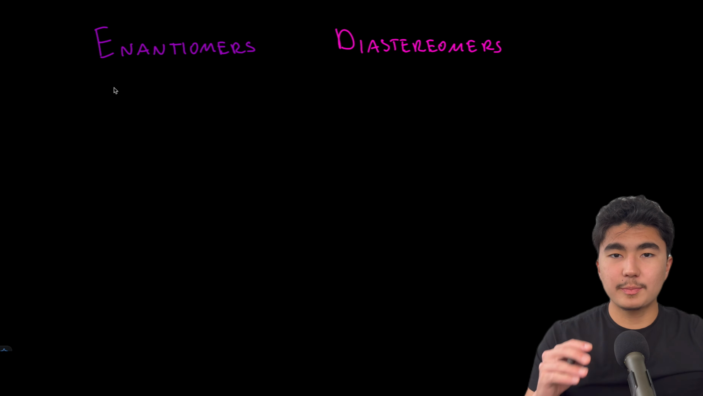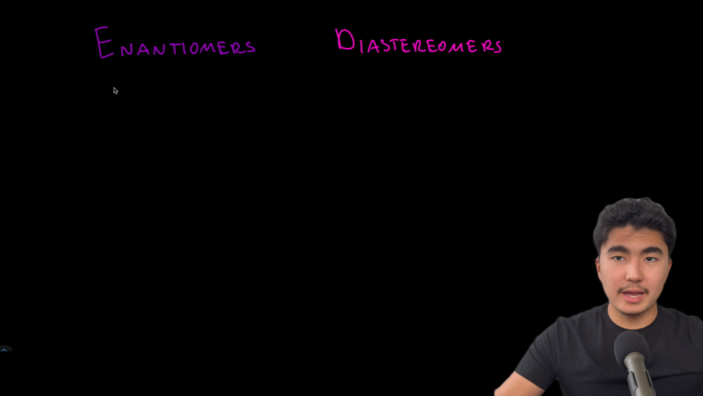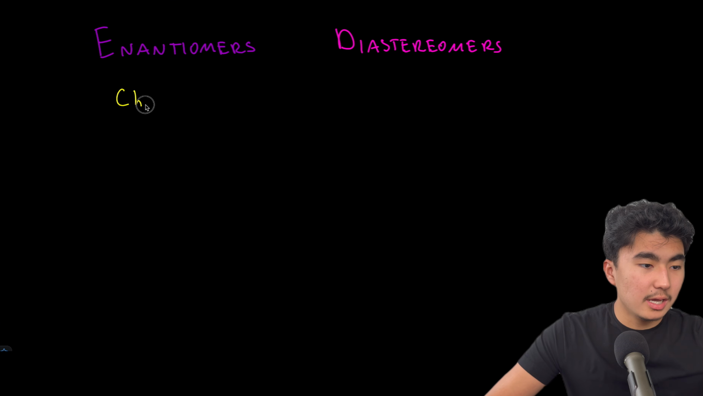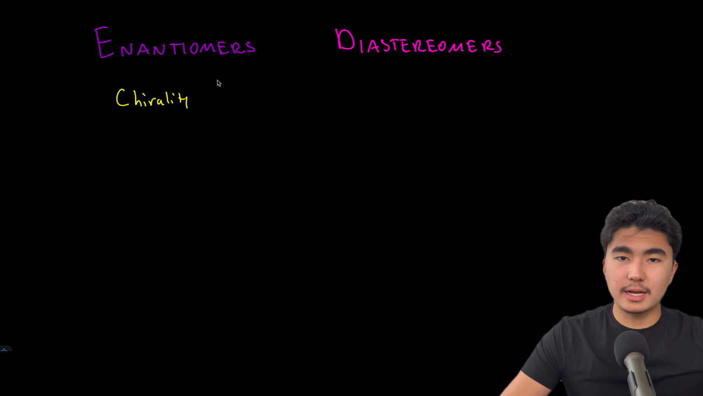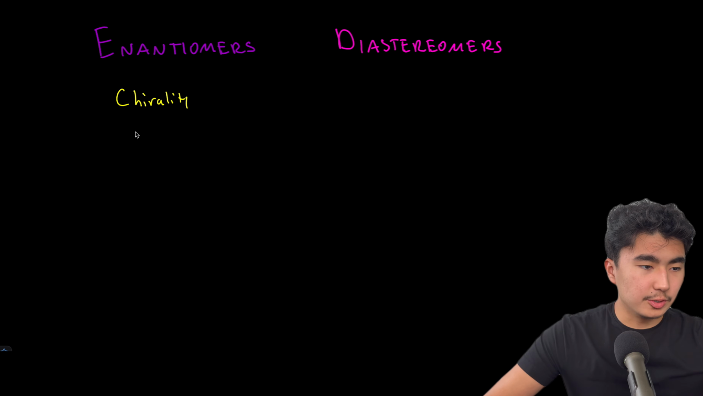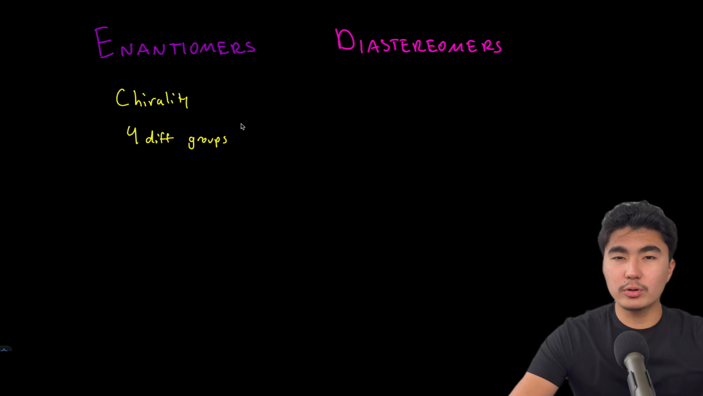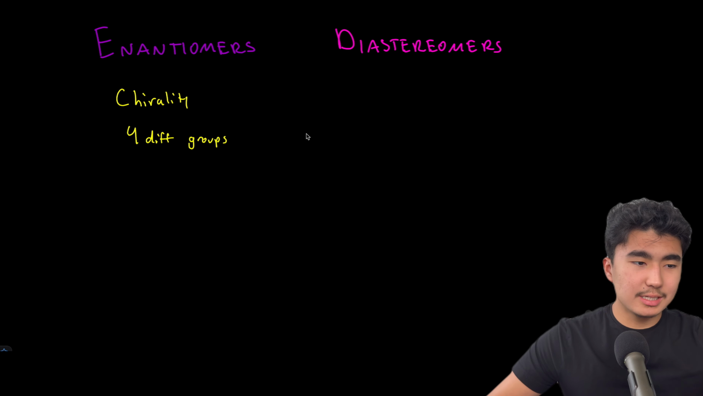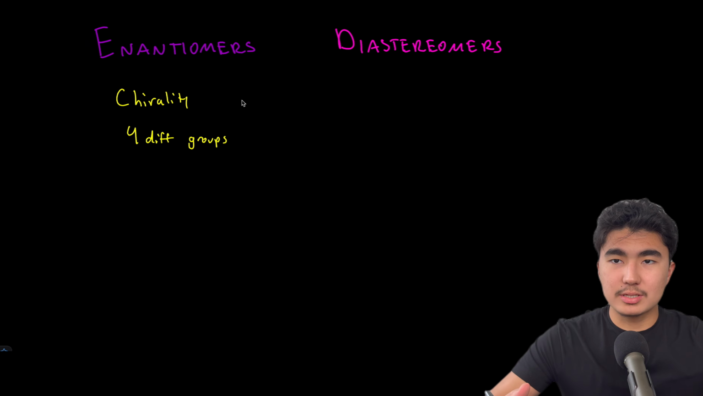All right, so now let's talk about enantiomers and diastereomers. And the first thing we need to talk about when we're talking about enantiomers and diastereomers is chirality. Now, chirality is this idea that our carbon is bonded to 4 different groups. And when we have a carbon bonded to 4 different groups, we're going to have a chiral center.